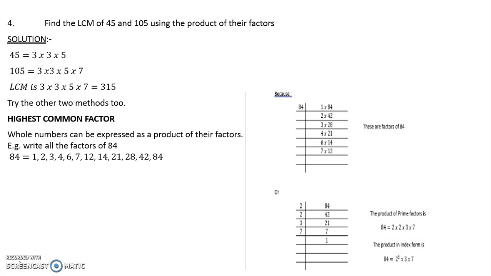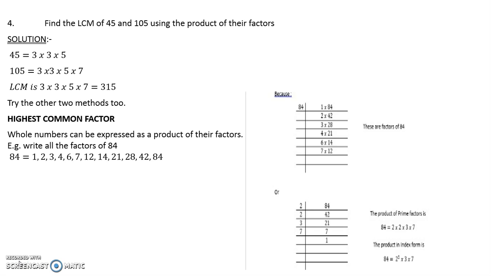Then we move to HCF, highest common factor. Yes, all numbers can be expressed as a product of their factors. And let's look at an example. Let's find the factors of 84. The factors of 84 are 1, 2, 3, 4, 6, 7, 12, 14, 21, 28, 42, and 84.